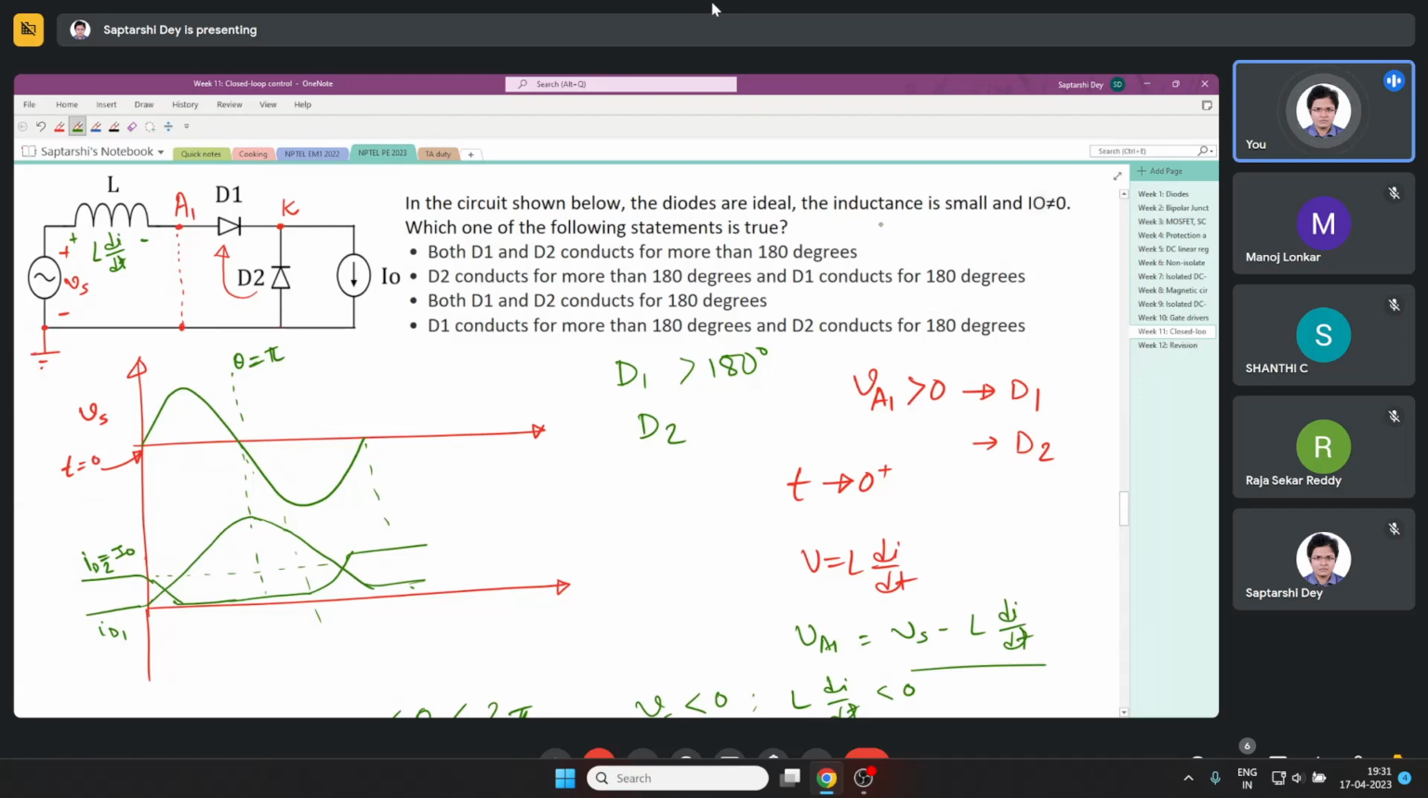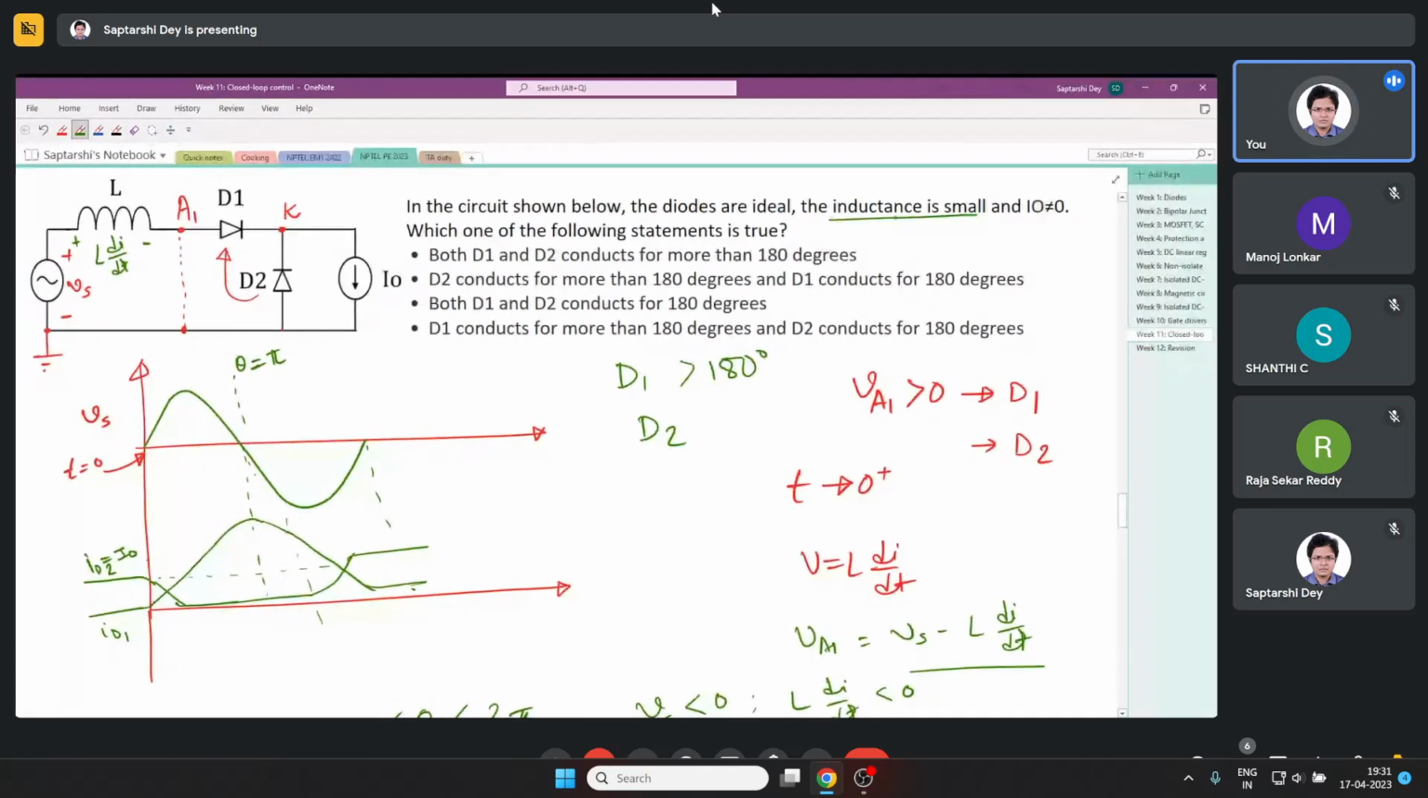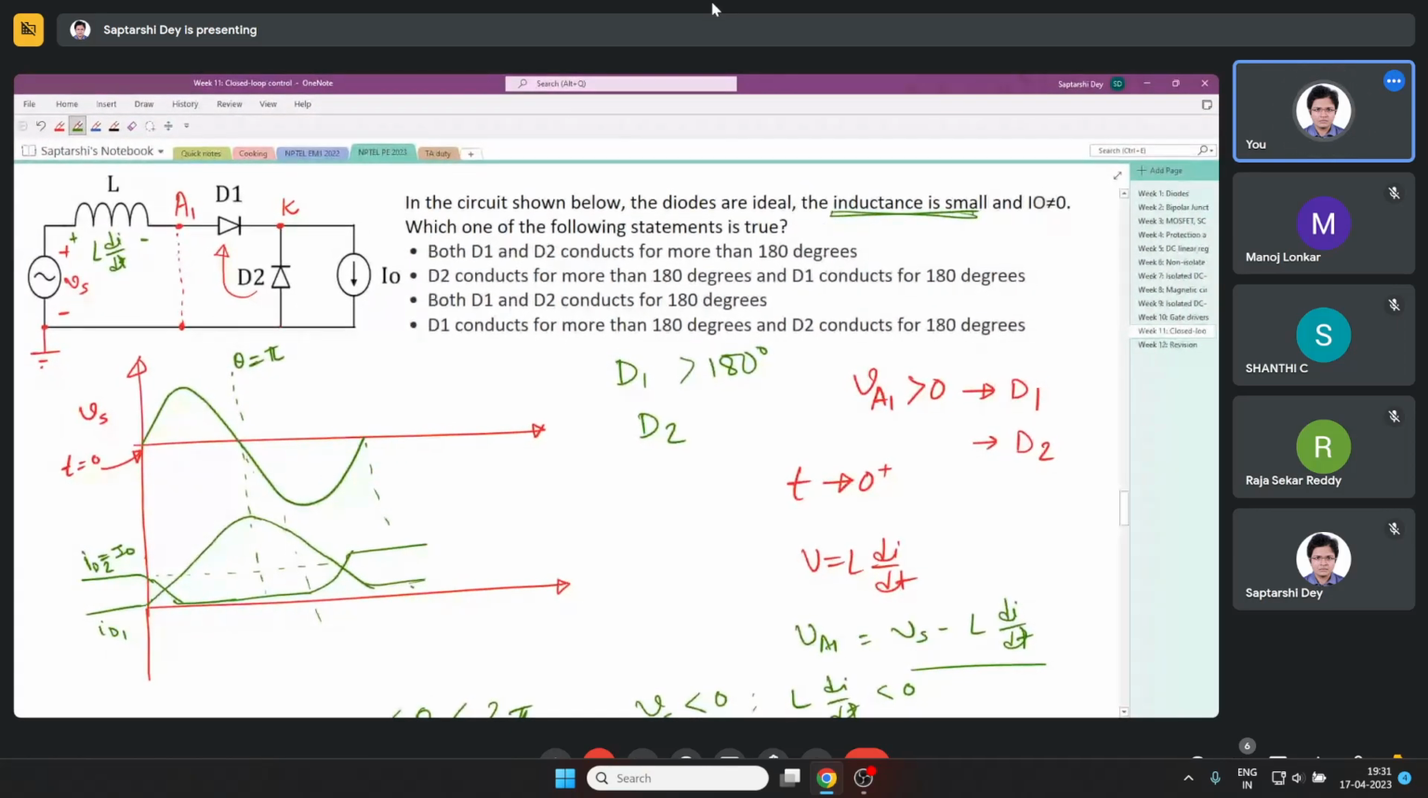They have said the inductance is small. This must have some implication here. What happens when inductance is small? Inductance is small means current increases first and decreases first.